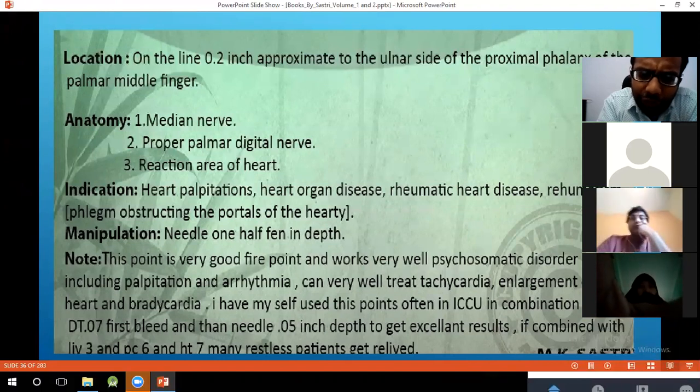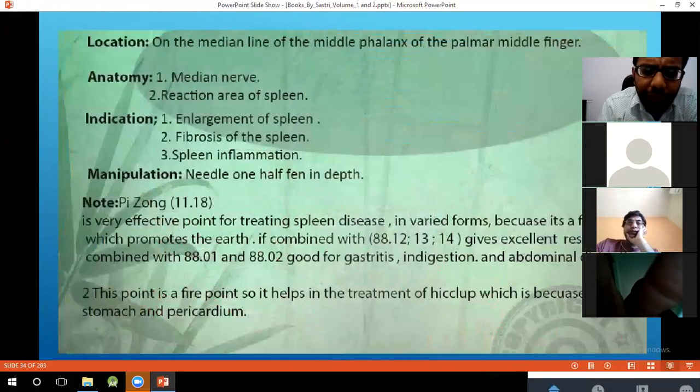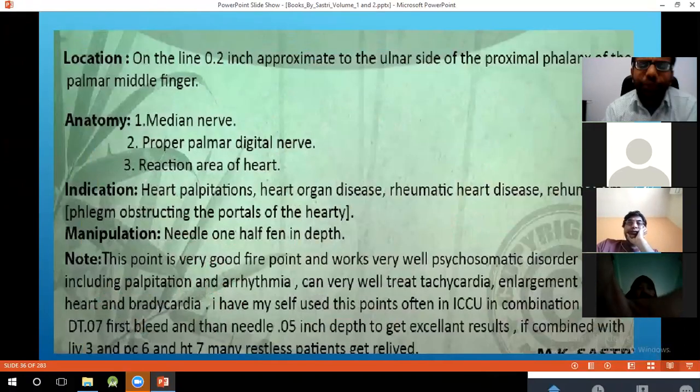It really helps. I have used these points basically in the ICCU in combination with PT.07 and needled 0.5 pen, 5-inch step, with excellent results. See, what I did is that I needled 11.19. Before needling 11.19, I did 30.07. Then in combination with 11.17, I needled this 80.07 additionally in a very critical case of cardiac problem. I got good results. There was no doubt about it.